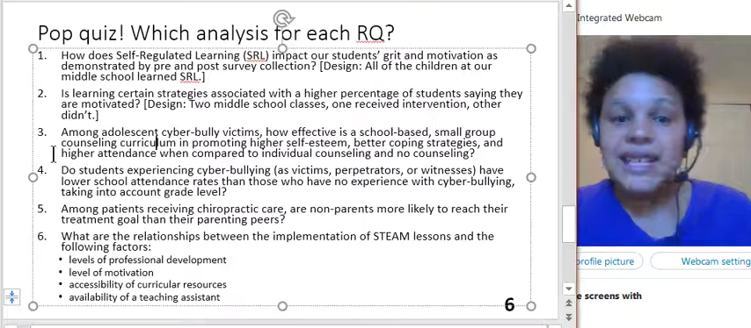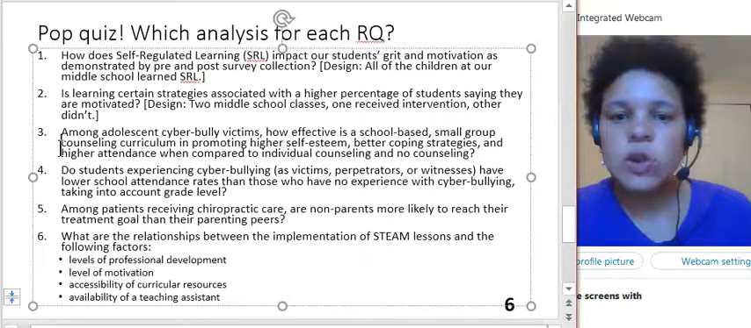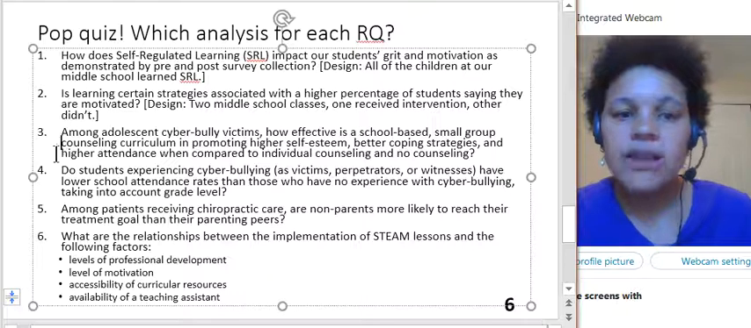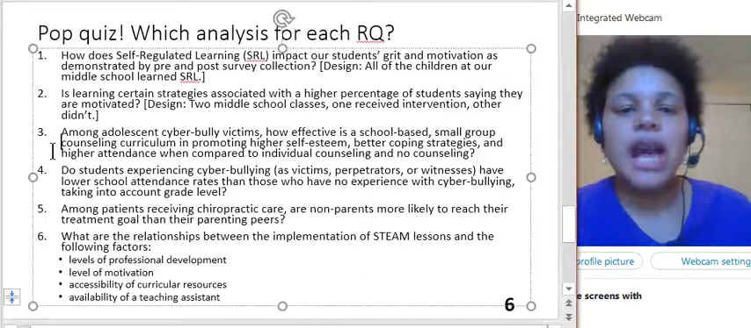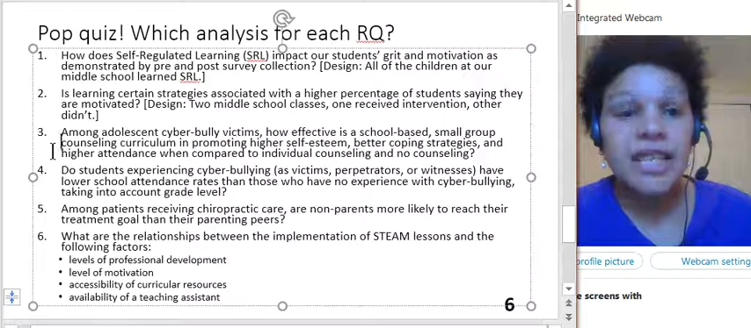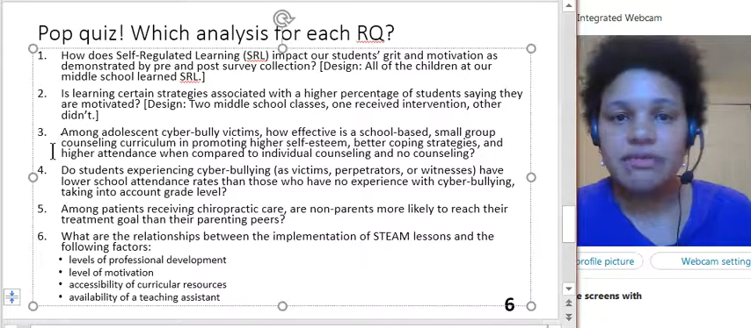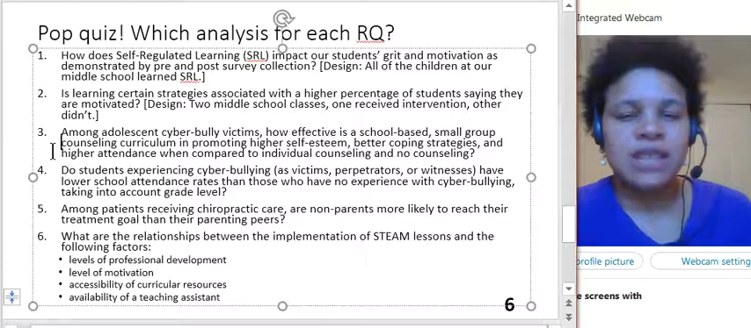Among adolescent cyberbully victims, how effective is a school based small group counseling curriculum in promoting higher self esteem, better coping strategies, and higher attendance when compared to individual counseling and no counseling? This one is a little trickier. Let's isolate those dependent variables first and then talk about the independent variables.